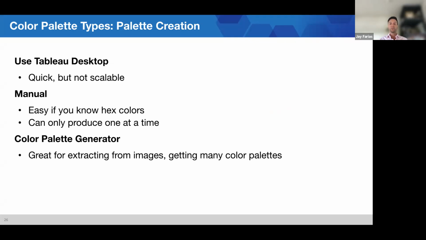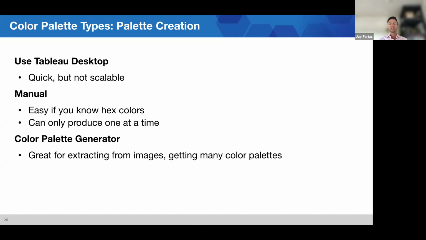All right, so to review on palette creation, you can use Tableau Desktop, inside. You can use the interface to open up the existing color, change the saturation, change the brightness, change the hex color. It's quick, but it's not scalable. You can't easily reuse those. They're specific to that measure or that field on that sheet. So you can manually create your custom color palette so they are reusable and put them into your TPS file. So it's easy if you know your hex colors or want it to be simple. But again, you can only produce one at a time.